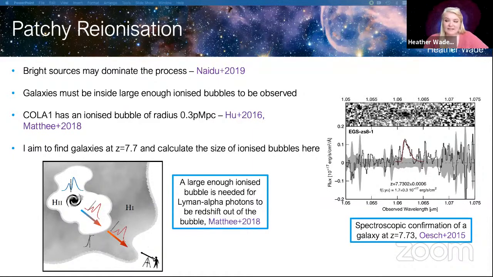And this means that we can calculate the size of reionization bubbles. For example, the galaxy COLA1, thought to be at redshift 6.59, has been calculated to require a bubble with radius 300 kiloparsecs to be observed. So the results from this project will shed light on the size of ionization bubbles that were possible at redshift 7.7 by finding new galaxies here, following in the footsteps of Ouchi et al. 2015, for example, where they spectroscopically confirmed a galaxy at redshift 7.73.